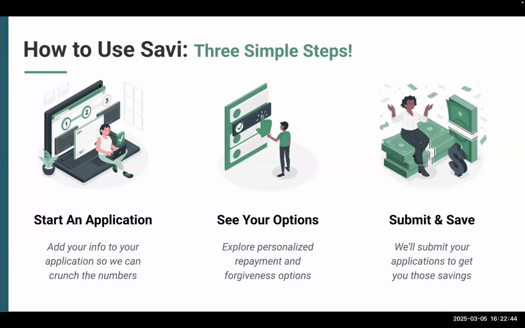So when you're using Savi, there are 3 simple steps. Step 1, you're going to start an application with us and provide us with some general information so we can run the numbers and see what's available for you. On step 2, we're going to lay out all those different repayment and forgiveness plans that are available. Remember, the results you see are tailored to your unique situation. So the numbers you see are exactly what's available based on where you are. You can compare all options, find the best one and proceed to start an application. Step 3, we will then submit the applications to enroll you in your selected plan and lock in those savings.